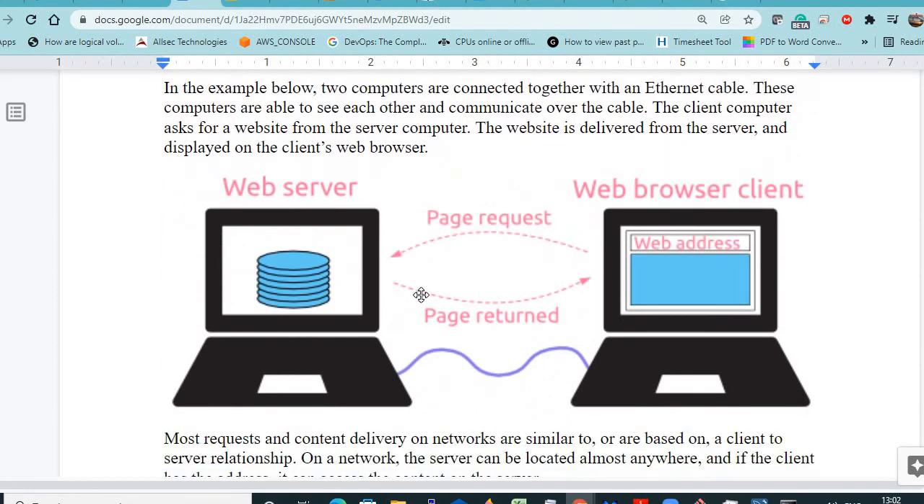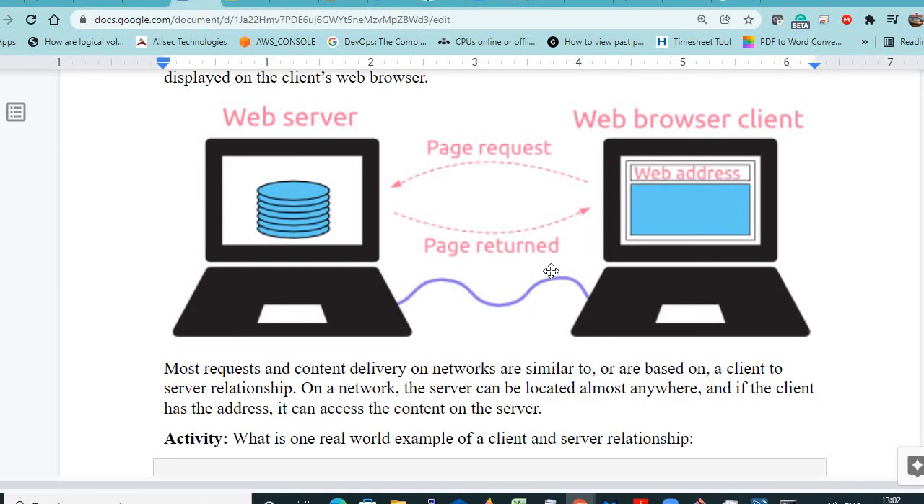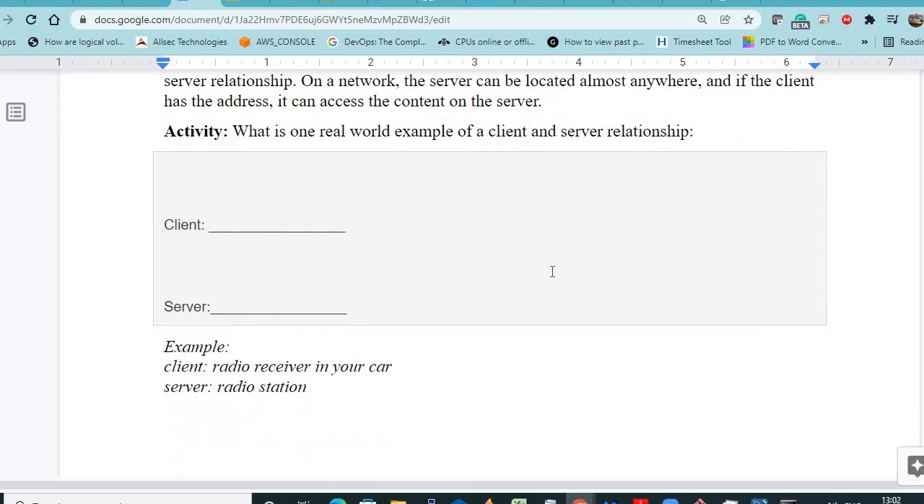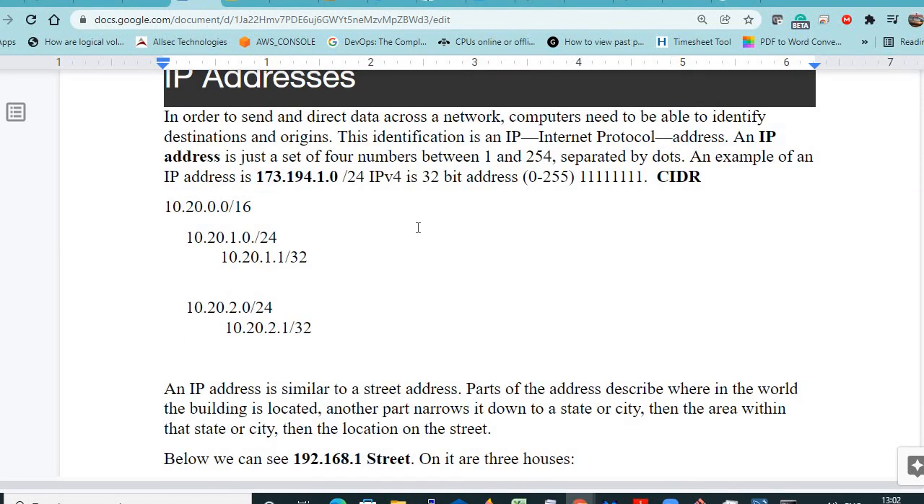Whenever you request from your laptop or PC or your mobile phone, you are sending a GET request. So you become a client and that is a server. That is why all the virtual machines are servers. The example given is that the client is a radio receiver in our car and the server is a radio station.